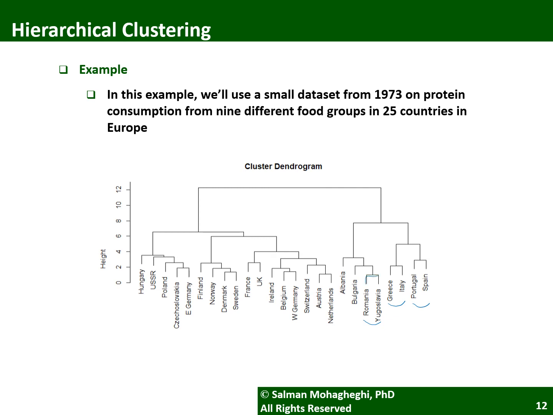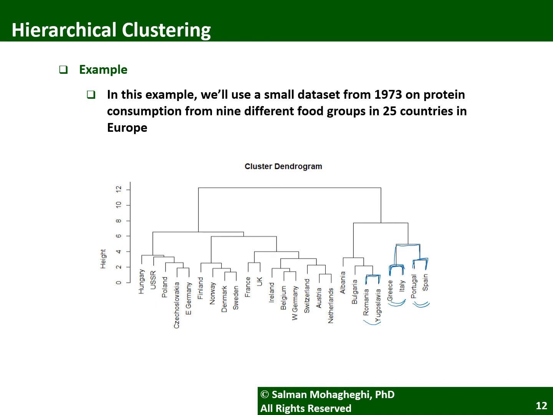Notice that they are linked at this distance, which is lower than the distance at which Spain and Portugal have been connected. Again, this is based on 1973 data, meaning that protein consumption patterns of Yugoslavia and Romania are actually much more similar than those of Portugal and Spain. Or for example, Italy and Greece have more similar patterns than Portugal and Spain. But then as you can see, this nested structure means that these countries are more similar, and then these four will be more similar compared to, for example, what you have in Albania, Bulgaria, and so on.